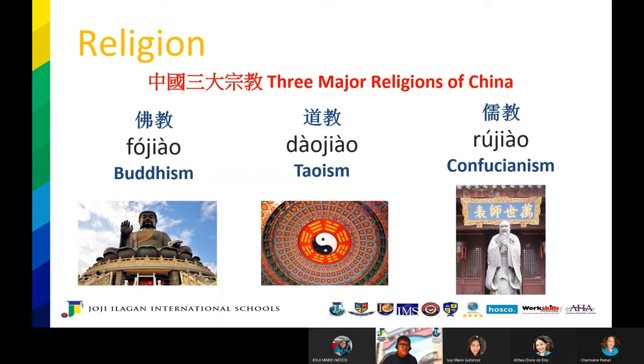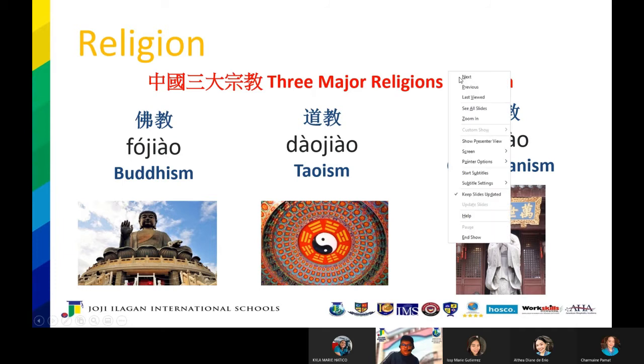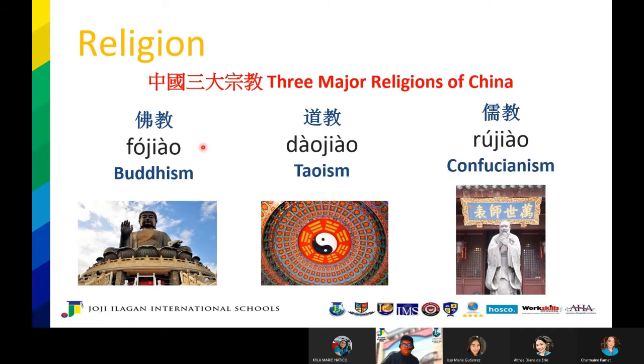So in this lesson again, I'm introducing you to vocabulary words. Now let me put a pointer here. Let's start first with the first of the three major religions of China, Buddhism. In Mandarin, we pronounce this as Fo Jiao. Can you read? 佛教, Fo Jiao means Buddhism.